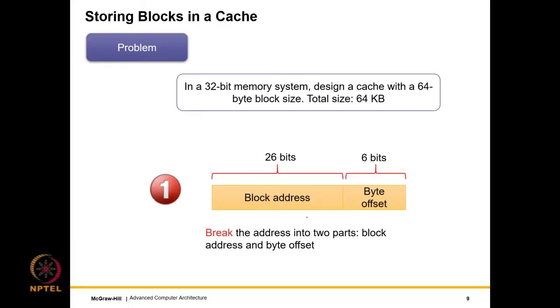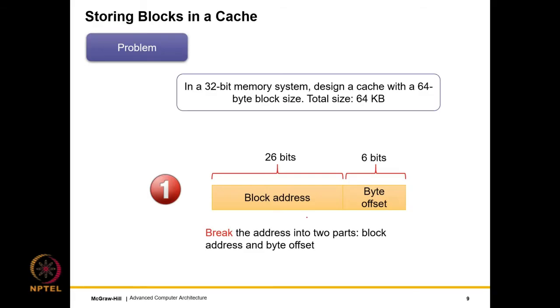Alright, so how do we store blocks in a cache? That's an important question. So in a 32-bit memory system, let us design a cache with a 64-byte block size, and the total size of the cache will be 64 kilobytes. Alright, so let this be our running example, that our memory addresses are 32 bits long. Our total cache size is 64 kilobytes, and the size of each block is 64 bytes.